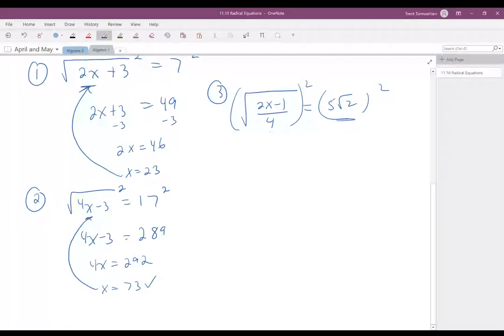So the first one, this is easy, right? The square root of something squared just equals that something. So 2x minus 1 over 4. The square root of 2x minus 1 over 4 squared is just 2x minus 1 over 4.